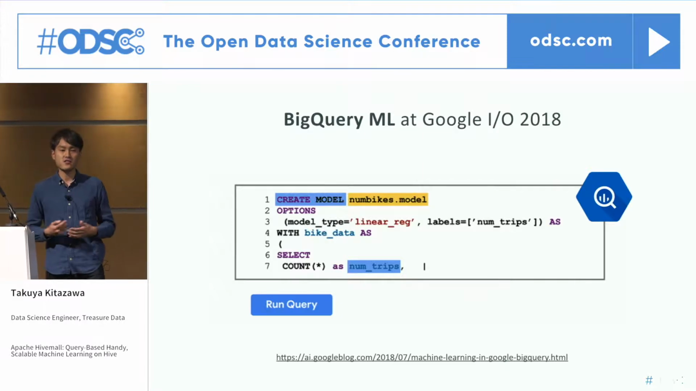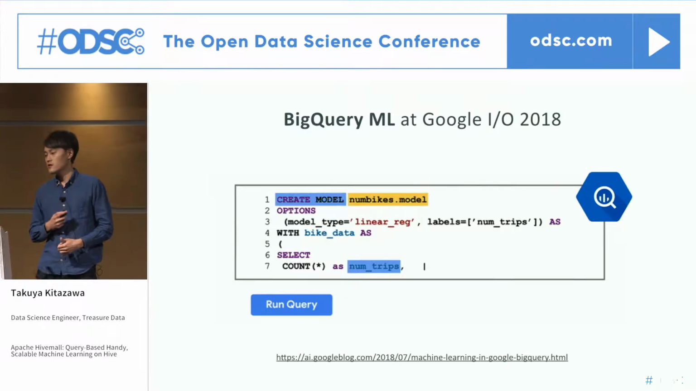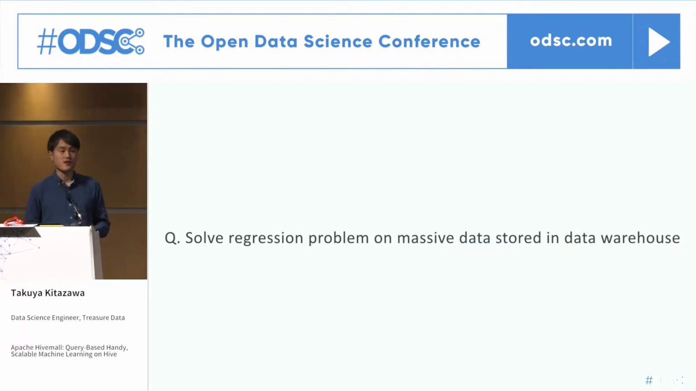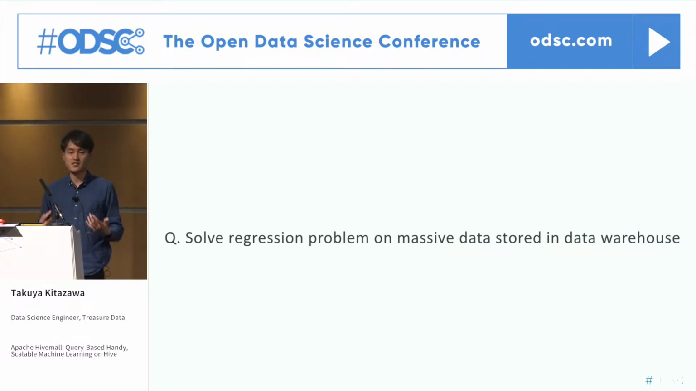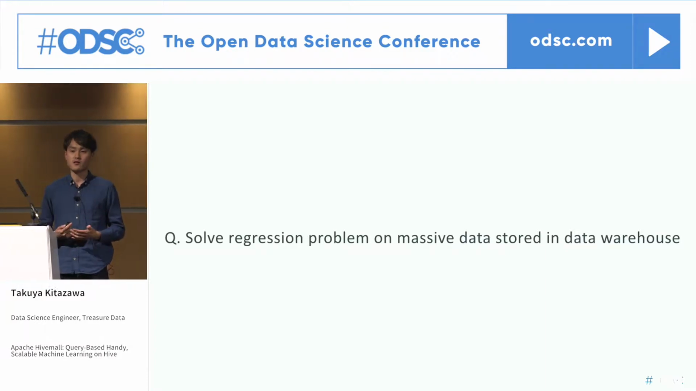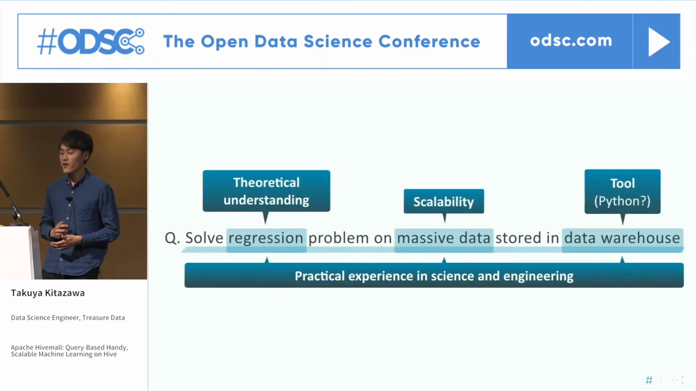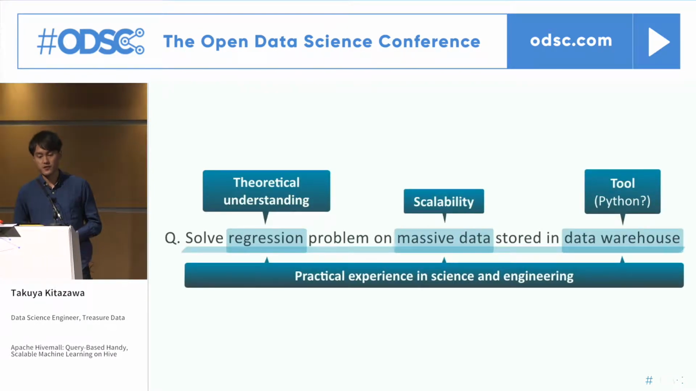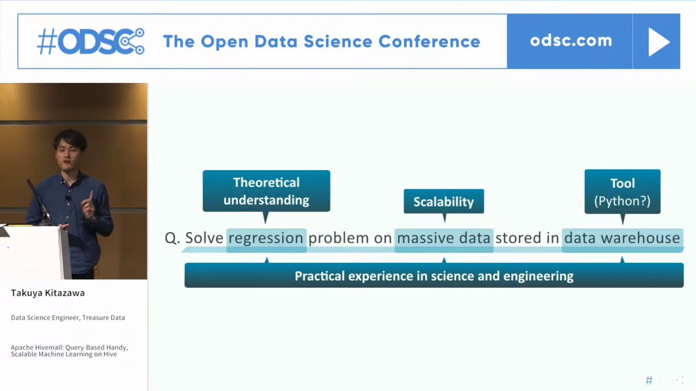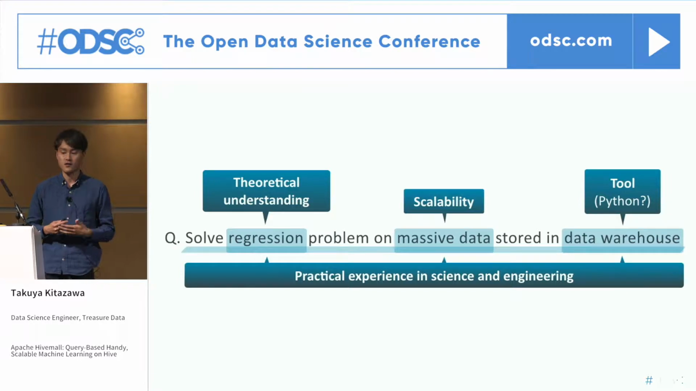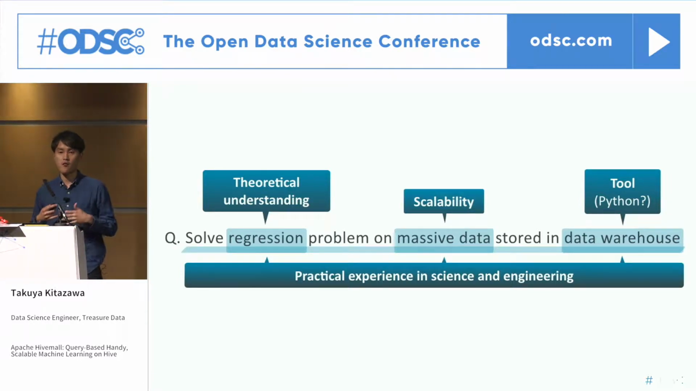And I can easily imagine the motivation behind the solution. So let's imagine the scenario. Your customer asked you to develop some prediction model, a regression model, for massive data stored in your data warehouse. So how can you implement the solution? There are some considerations here. First of all, in order to implement the regression model, we have to understand some theories behind machine learning. And also, we have to handle massive data.